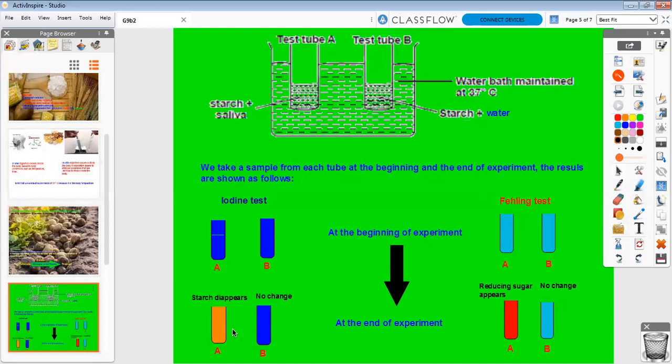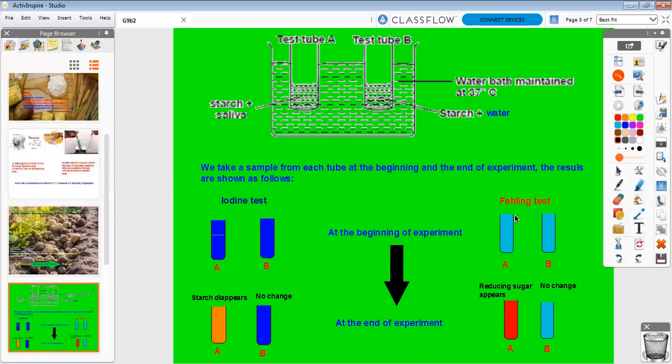At the end of the experiment, the same iodine test is applied on tubes A and B after taking a small sample of each one of them. Starch disappears in tube A at the end of the experiment. At the beginning, there is starch in A. At the end, starch disappears.